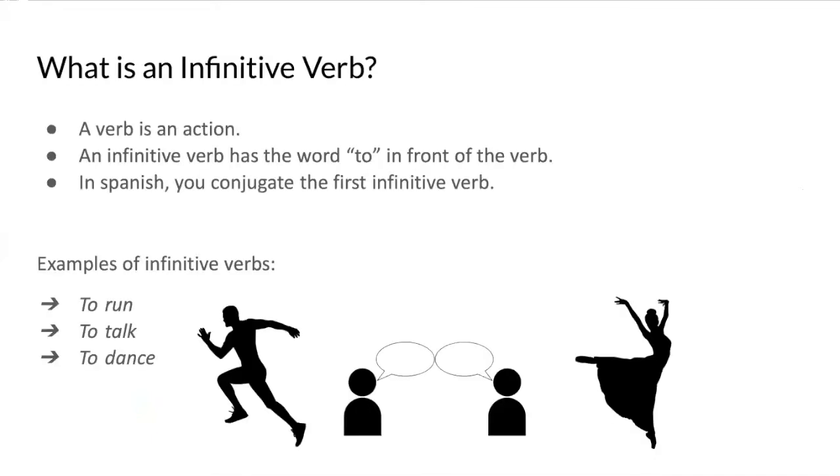So let's start off by talking about what an infinitive verb is. Let's start off smaller and talk about a verb. So a verb is an action. It can be to run, to dance, to sing, to talk, any of that. An infinitive verb has the word to in front of it. In Spanish, typically when you're writing, you only conjugate the first infinitive verb in a sentence. Some examples of infinitive verbs are to run, to talk, to dance. And we're going to be working a lot with these.